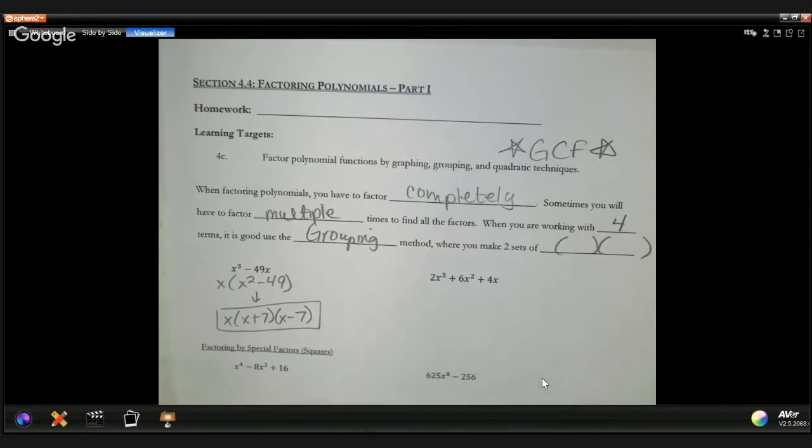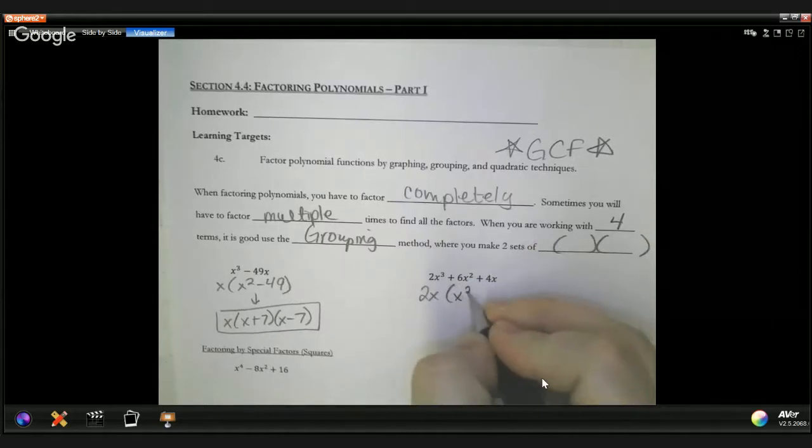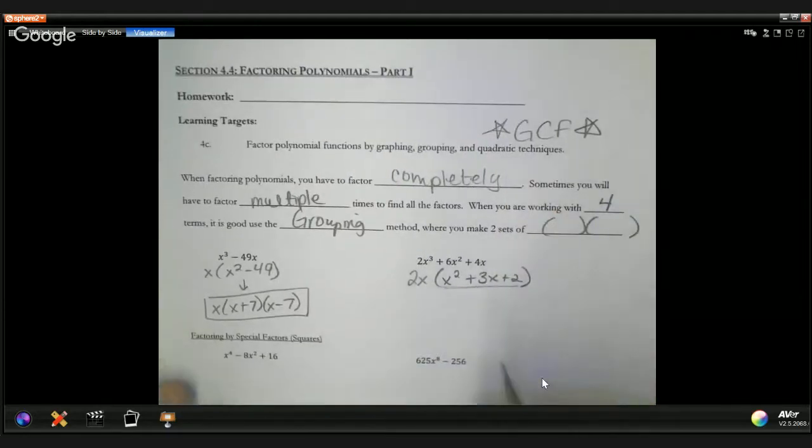The next one, what I'd like you to do is try and take out your common factor. And then from there, see what you could do. So you should have taken out a 2x. And so that leaves me with x squared plus 3x plus 2. Now this is a trinomial. Whenever we have a trinomial, we're going to try and use our factors that we learned before.